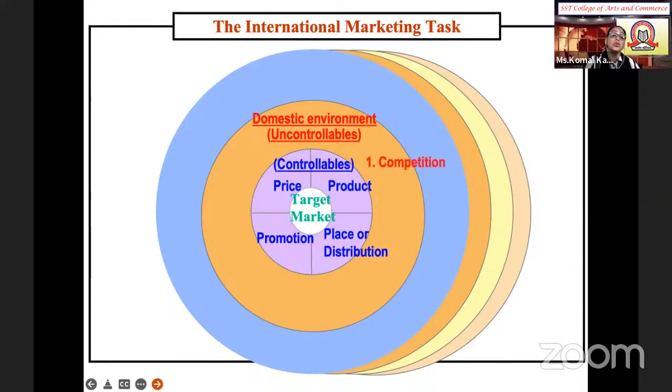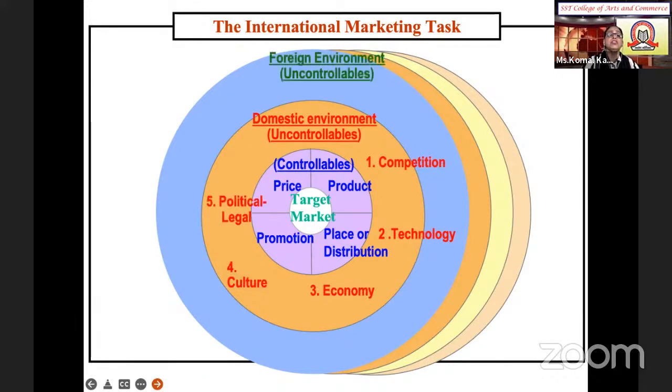Domestic environment uncontrollables: competition, technology, economy, culture, political and legal environment. Foreign environment uncontrollables. We cannot control certain things when we move to other nations for international business. One is competition, because it is definitely going to be severe and tough. Technology. We never know which kind or which level of technology is being utilized in the country where we are stepping in. Economy. Economic growth is definitely one of the strongest uncontrollable environments or variables in foreign nations.